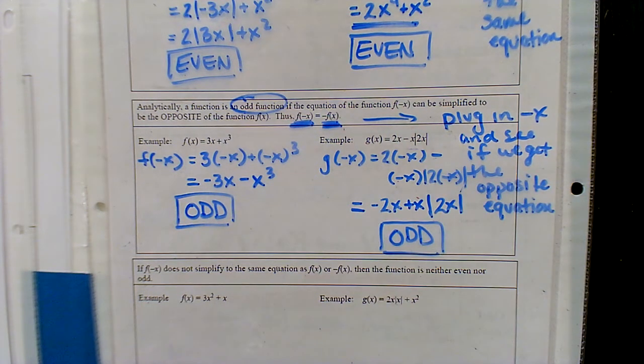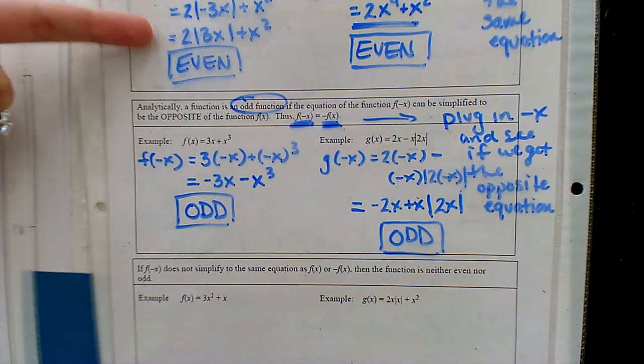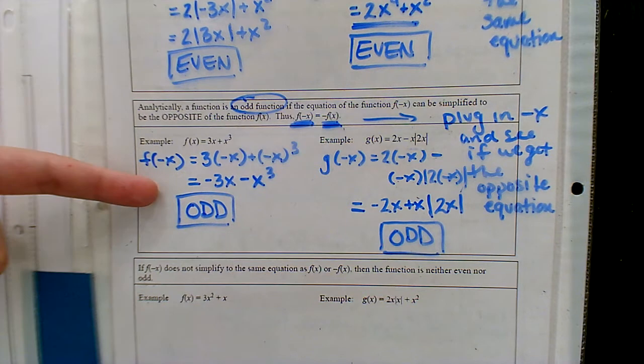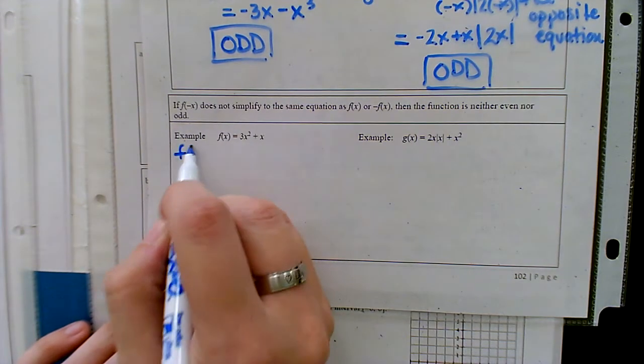Are we doing okay so far? We're basically plugging in negative x. Okay, notice how that's what we did for both of them. We're just trying to see what do we get out. Do we get out the same equation or do we get out the exact opposite? Okay, let's check out some of them at the bottom.